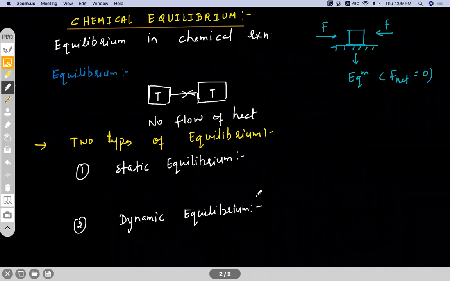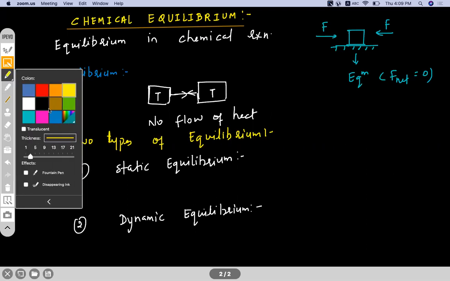Static equilibrium, the example we have here, block on the table. There's no net motion here. There's no motion, in fact. The block is static at one position. There's no motion at all. This equilibrium is a static equilibrium. No motion or no movement.